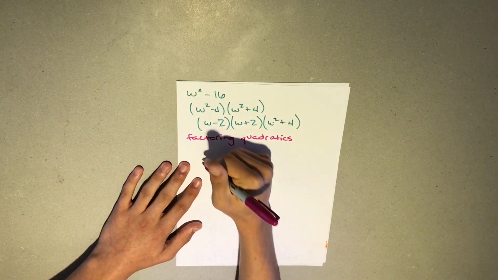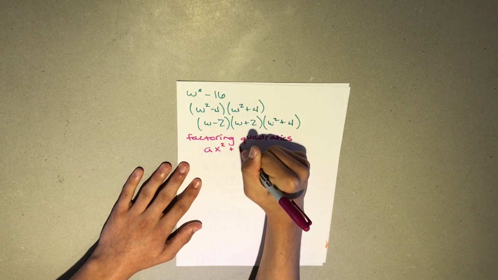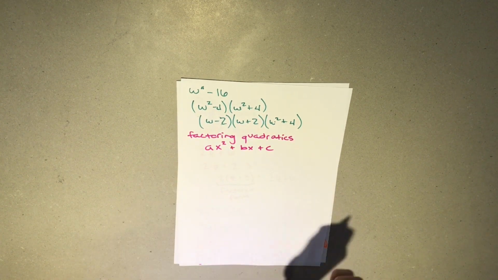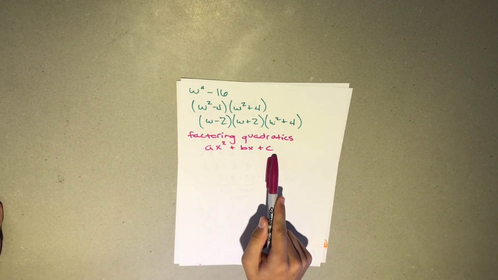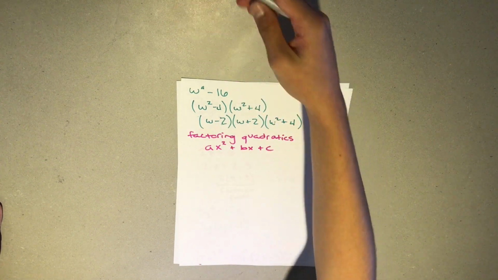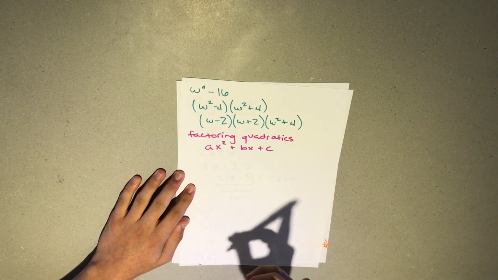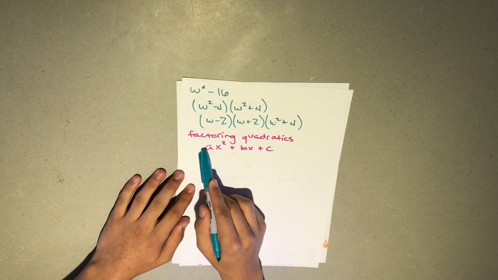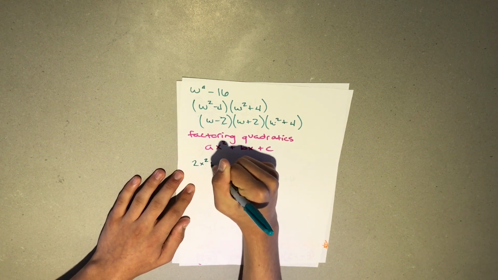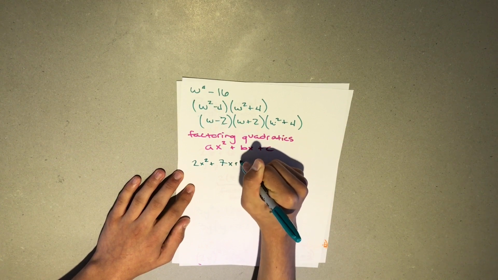So a quadratic is ax squared plus bx plus c. A, b, and c can have any value, except a cannot equal 0. The way that you would factor a quadratic would be finding out what multiplies to ac and adds up to b. 2x squared plus 7x plus 3.